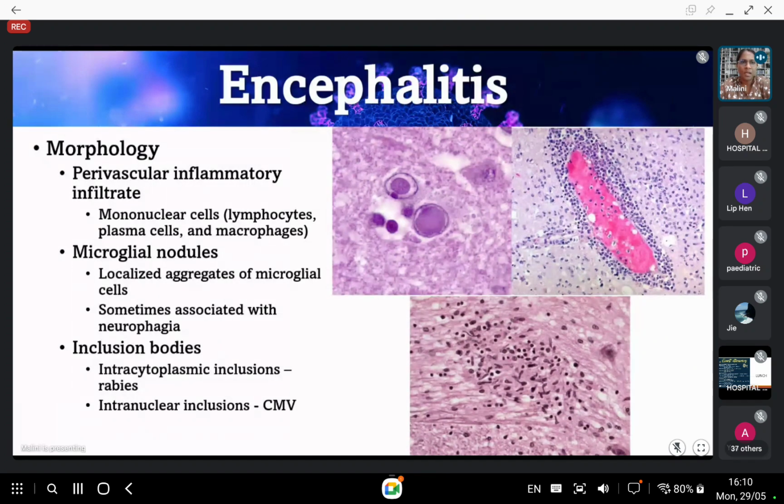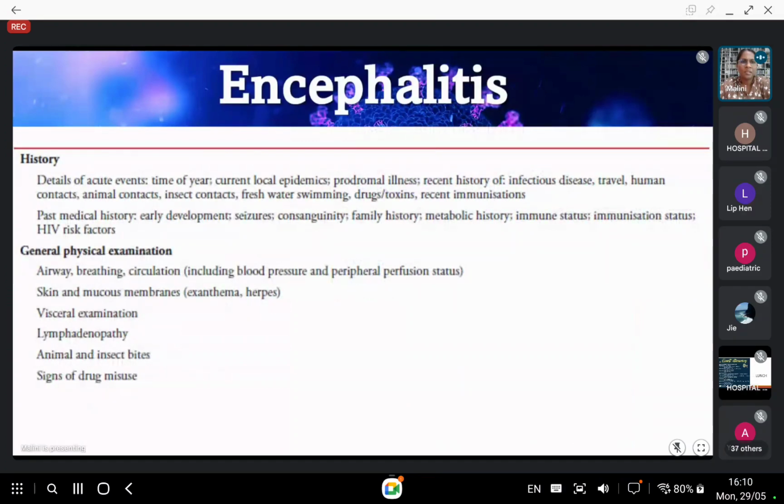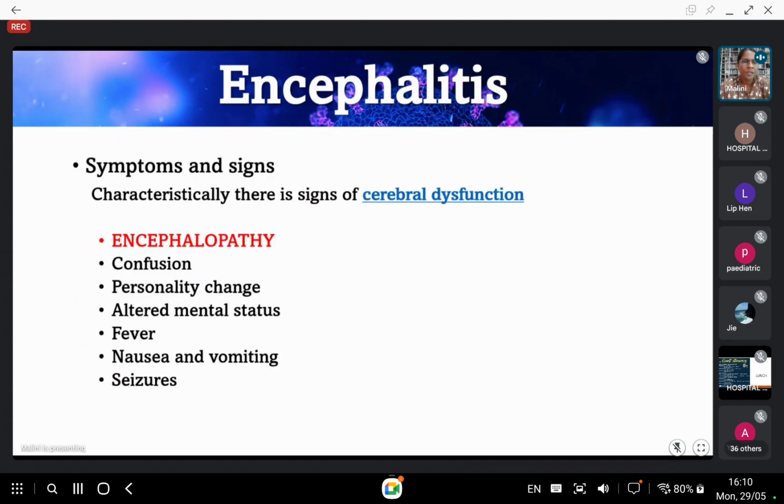Histologically, this is how it looks. History-wise, we need very thorough history taking. I'm not going to go into much depth on this because I think this is something that we all know. So what is encephalopathy? It is a sign of cerebral dysfunction.